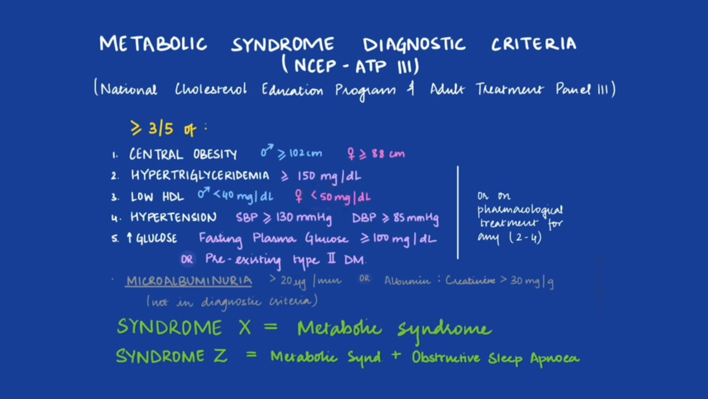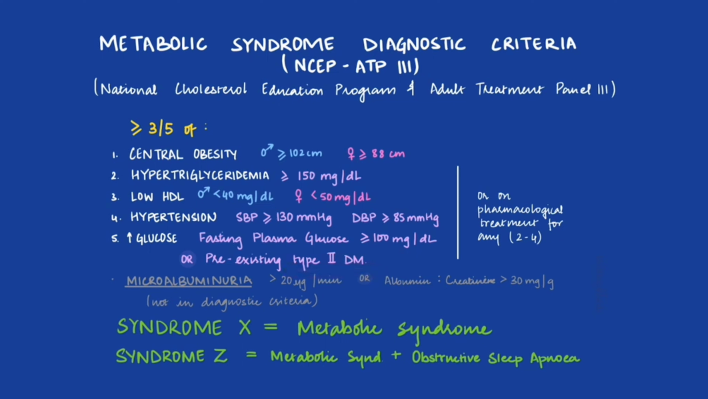The fourth point in this criteria is hypertension, where systolic blood pressure would be equal to or more than 130 millimeter of mercury, and diastolic blood pressure would be equal to or more than 85 millimeter of mercury. The fifth point is basically an increase in glucose. It could either be fasting plasma glucose more than 100 milligram per deciliter, or the patient could be a known case of type 2 diabetes mellitus.